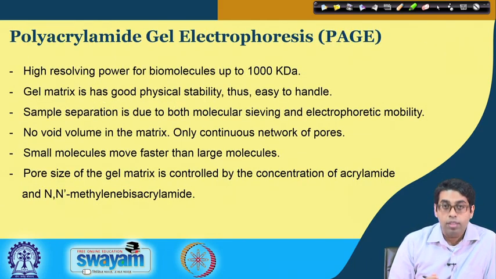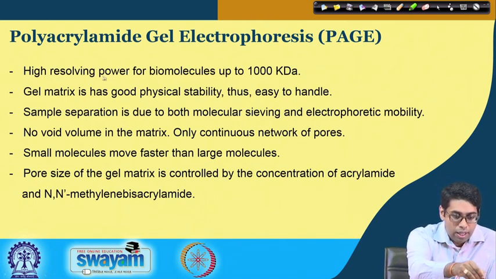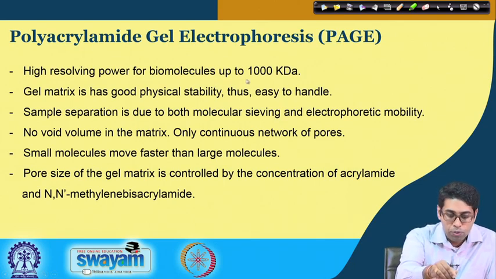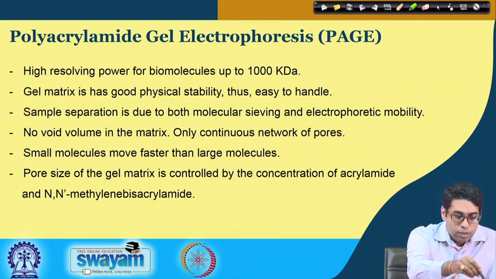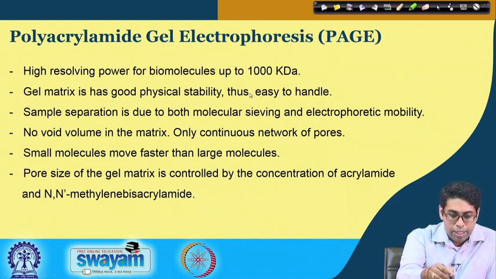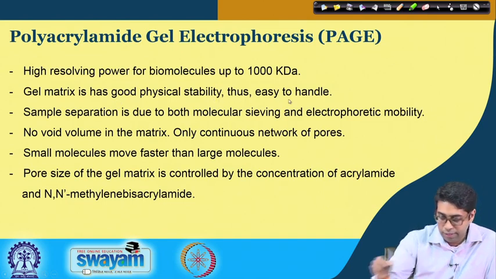So, the first gel electrophoresis that I am going to talk about is polyacrylamide gel electrophoresis, or in short it is called PAGE. Okay. So, this gel has smaller pore size compared to the other one, the agarose gel, and hence it has a very high resolving power for biomolecules up to 1000 kilodaltons. If the biomolecule is bigger than this, then we will have to switch over to agarose gel. So, some of the physical qualities of PAGE gel are listed here. One is that it has very good physical stability and thus is easy to handle.